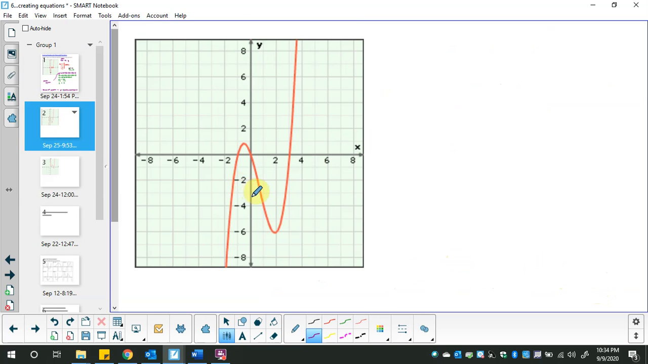So let's take a look at this one and do exactly the same thing. So I'm going to look for my x-intercepts first of all, and then I will go looking for my y-intercept. So x-intercepts: -1, 0, 3. All of them order 1. That means we have 1, 2, 3, a degree 3 is an n, we're okay.